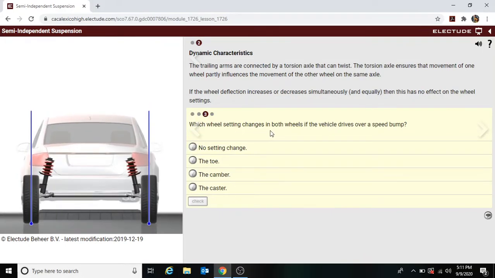Which wheel setting changes in both wheels if the vehicle drives over a speed bump? Well, let's look. These blue sticks, these guides are moving, so there is no setting change.